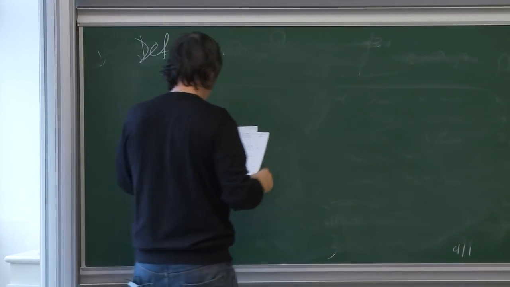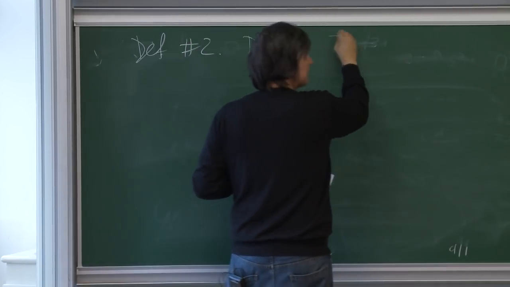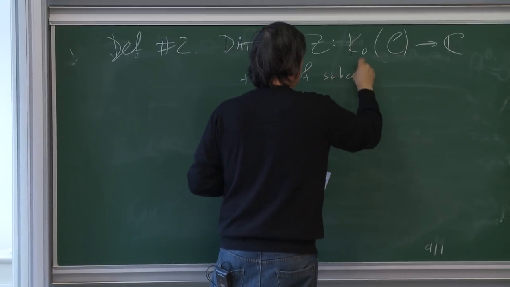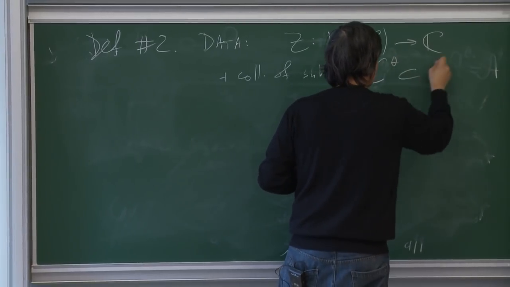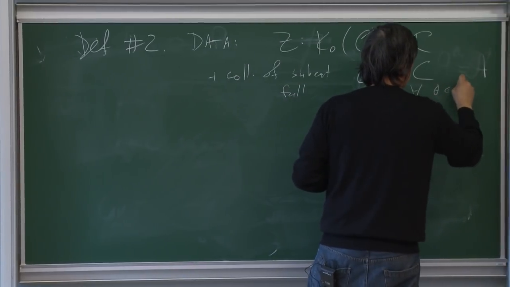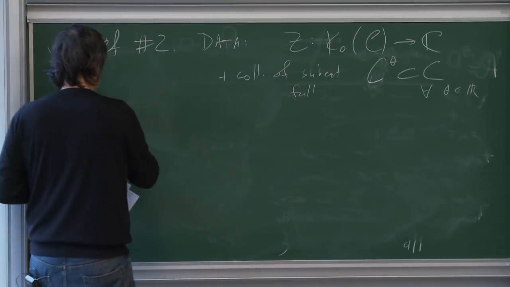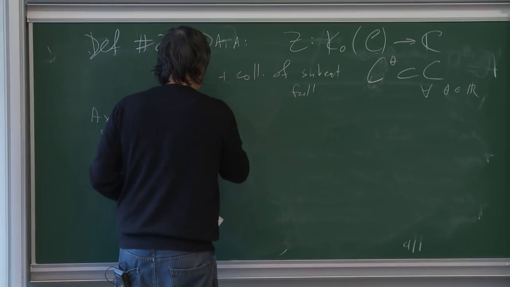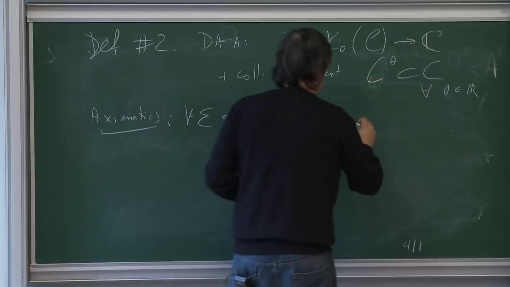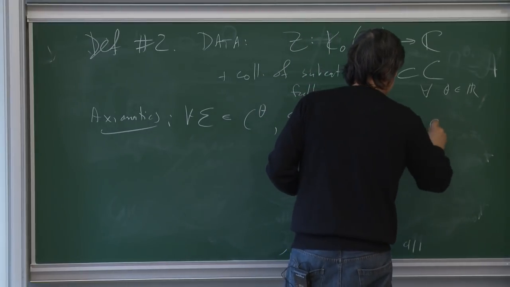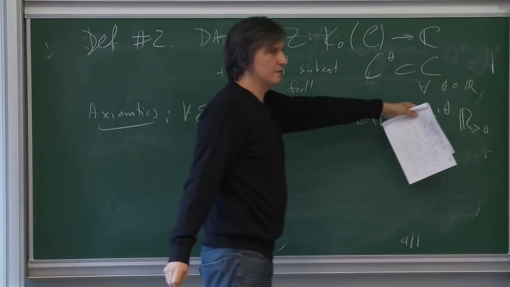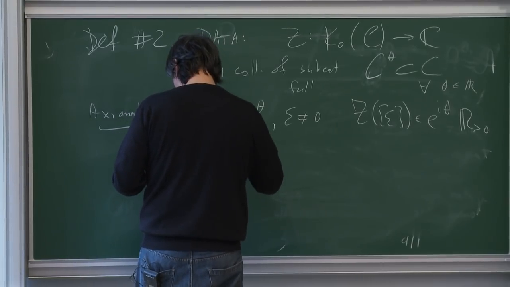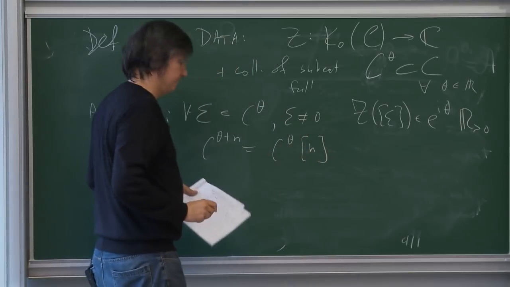The data will be a central charge plus a collection of full subcategories, let's call them C sigma, for all sigma in R. The axiomatics is a little bit longer, but it is the following. For any non-zero object in C sigma, the central charge of its class has argument exactly sigma, in particular it is non-zero. And if you shift by n, the subcategory shifts accordingly, for any integer n.